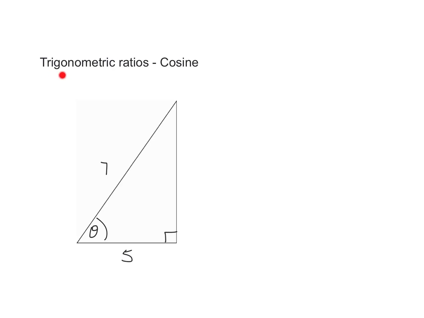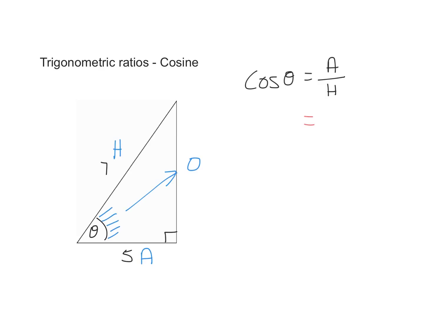Now we want to look at the trigonometric ratio for cosine, and we know the rule for cosine is adjacent over hypotenuse. Looking at my triangle, I know that this is my hypotenuse, and if I looked straight across at this side, this would be my opposite, and therefore this has to be my adjacent. So cosine is the adjacent, which is 5, over my hypotenuse, which is 7. That is the trigonometric ratio for cosine in this example.